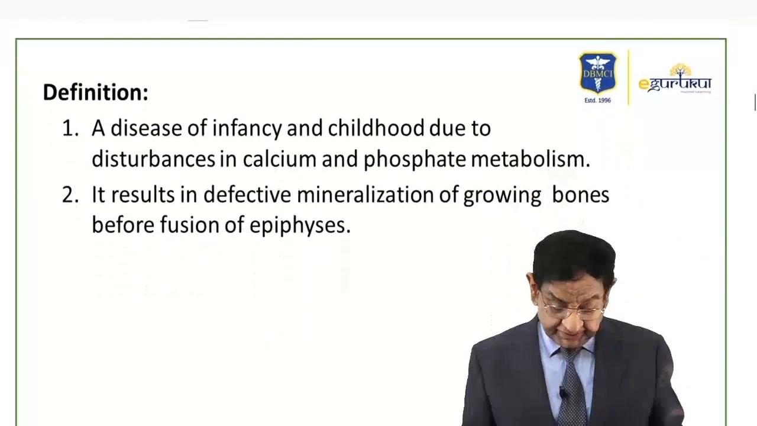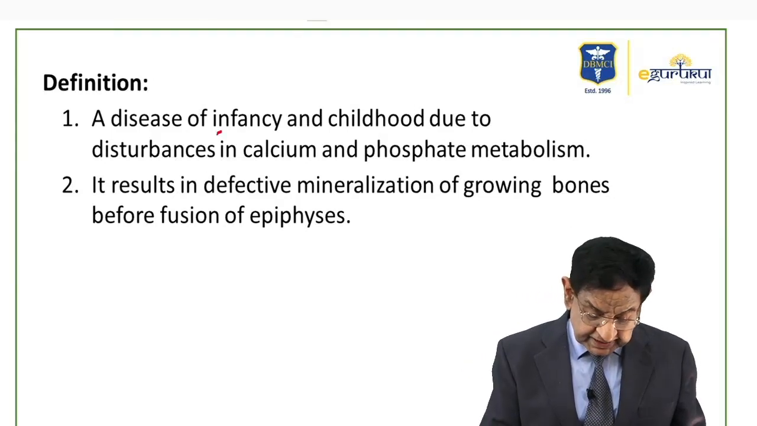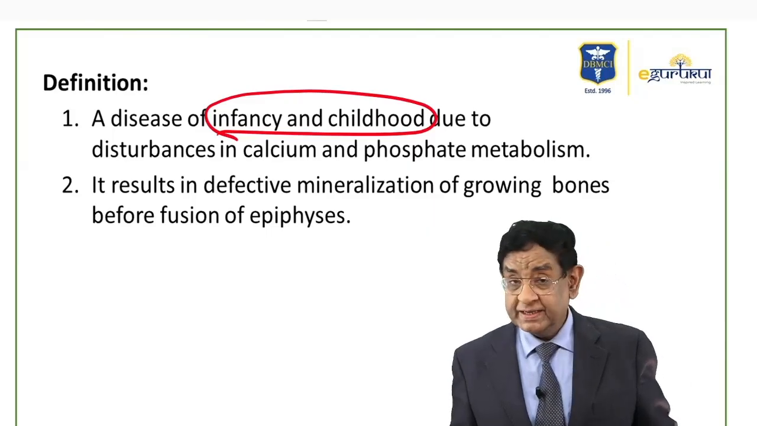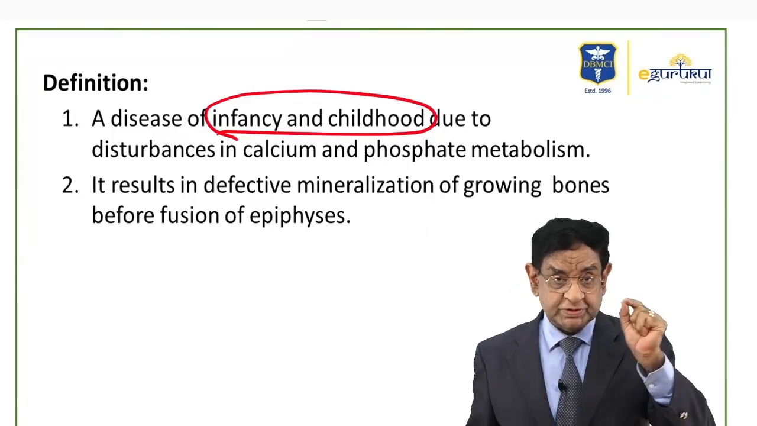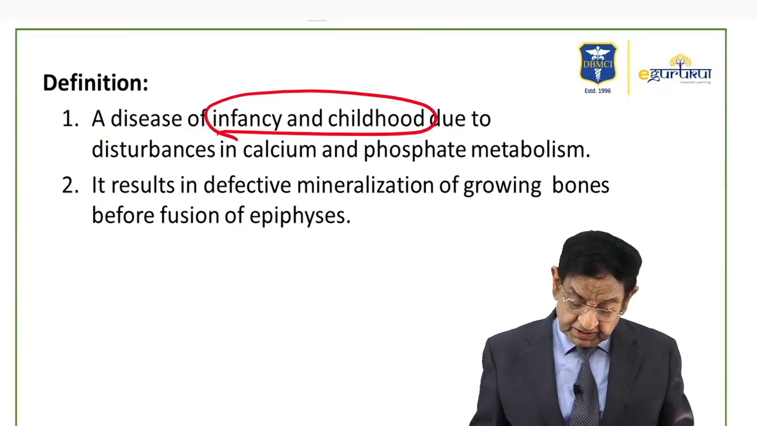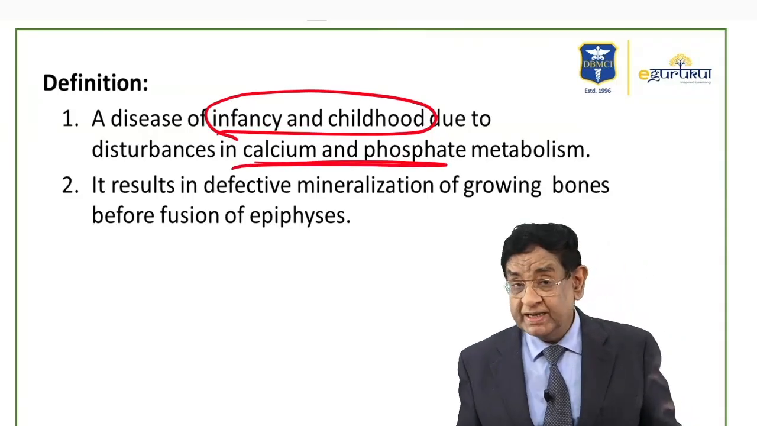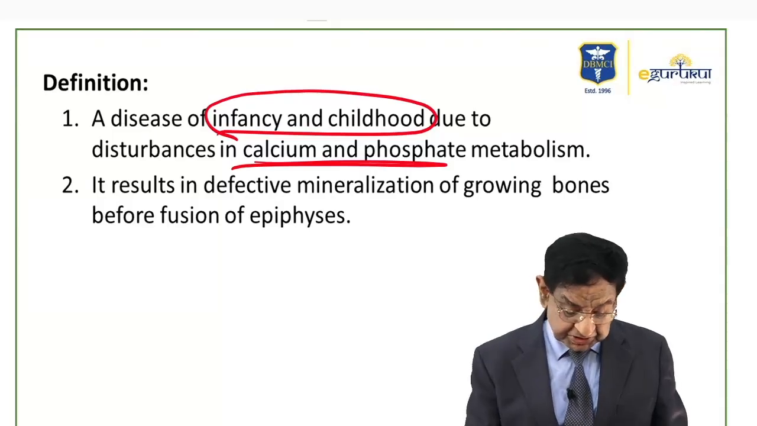So now, what is the definition of rickets? It's a disease of infancy and childhood. Point to be noted. Why? It occurs before the growth plate closes. That basic concept we studied, and the growth plate is active in children and infancy. So there is a disturbance of calcium and phosphate metabolism. Why? These two are needed for mineralization.